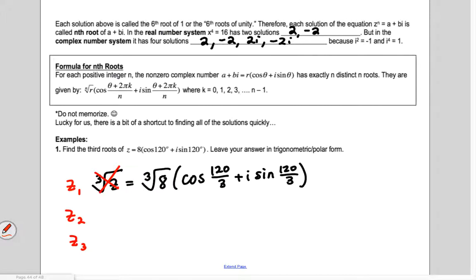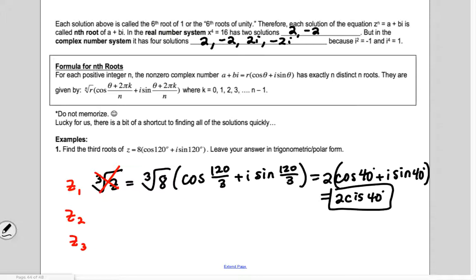It's not bad, I promise. I'll hold your hand through this whole process. All right. So what's the cube root of 8? 2. So I'm going to have cosine of 40 plus i sine of 40. You can write your cis thing if you want to. So if you want to write it as 2 cis 40. Done. That's the first answer.